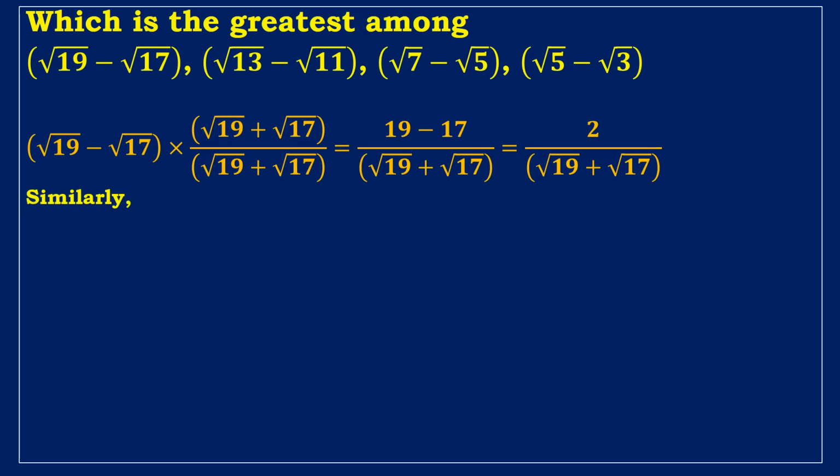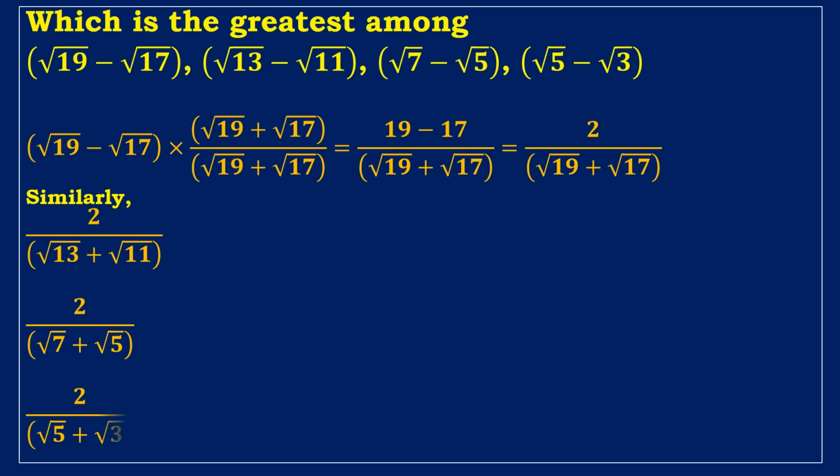Similarly, we can deduce the other numbers. The result of the second number is 2 divided by the square root of 13 plus the square root of 11. The third number is 2 divided by the square root of 7 plus the square root of 5. The fourth number is 2 divided by the square root of 5 plus the square root of 3. Here, you notice that the lesser value in the denominator gives the greater number. So the answer is the square root of 5 minus the square root of 3.